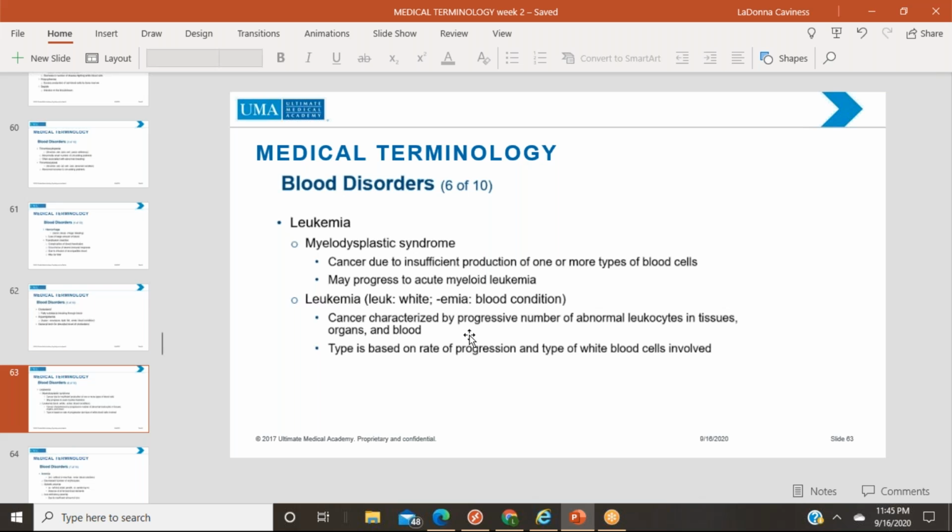Leukemia. Myelodysplastic disease, cancer due to insufficient production of one or more types of blood cells, may progress to acute myeloid leukemia. Leukemia. Leuk means white, emia, blood condition. It's a cancer characterized by progressive number of abnormal leukocytes in the tissue, organs, and blood. Type is based on rate of progression and type of white blood cells involved.